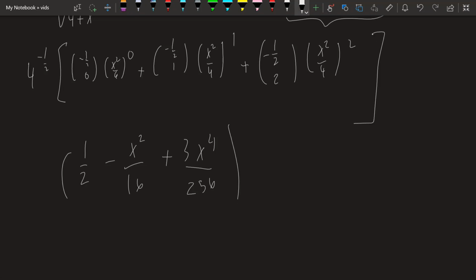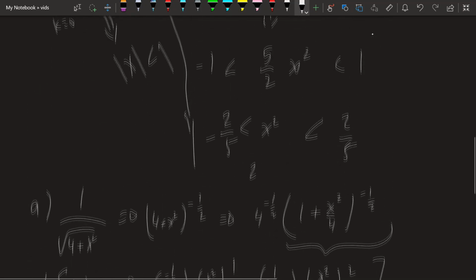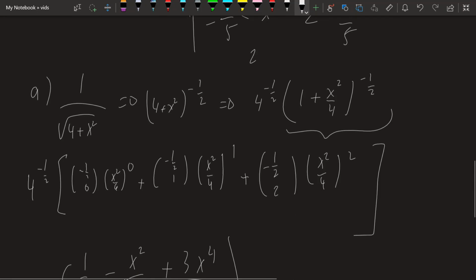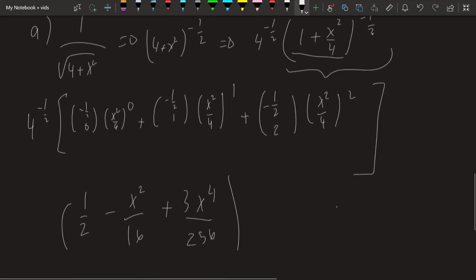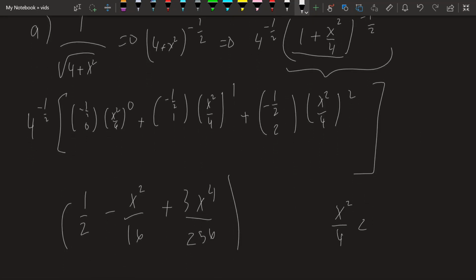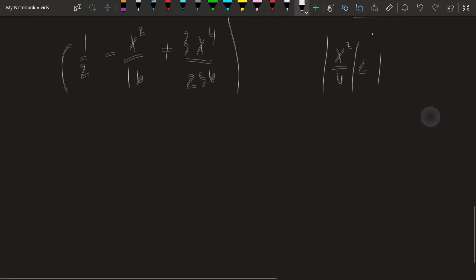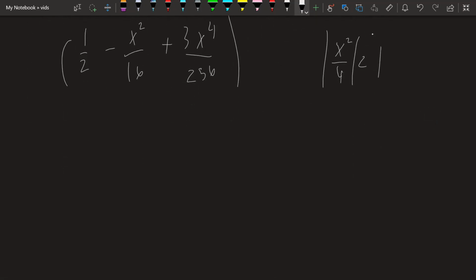Now let's look at the second part. It tells you state the values of x. So let's state the values of x. We look here. We know that x squared over 4 must be less, like the absolute value must be less than 1, right? So we can say that x squared over 4 is less than 1 and is between 1 and negative 1.